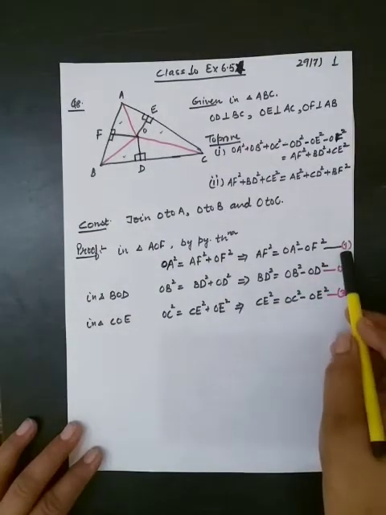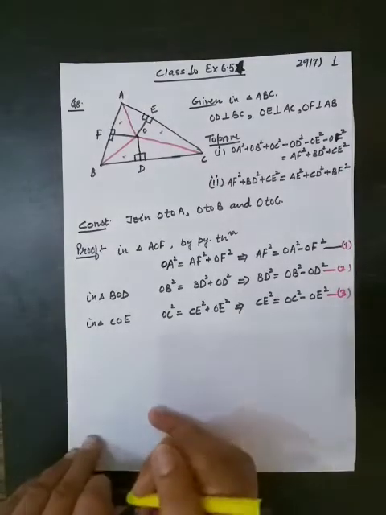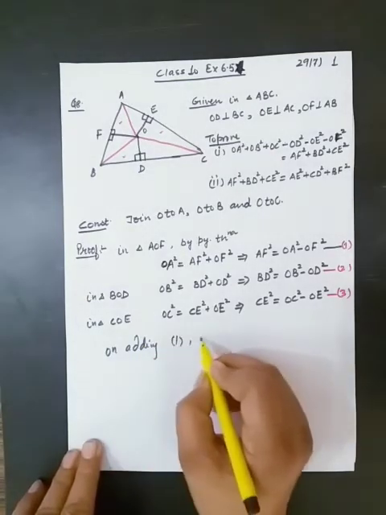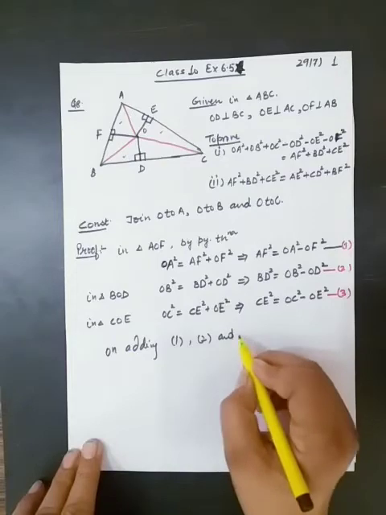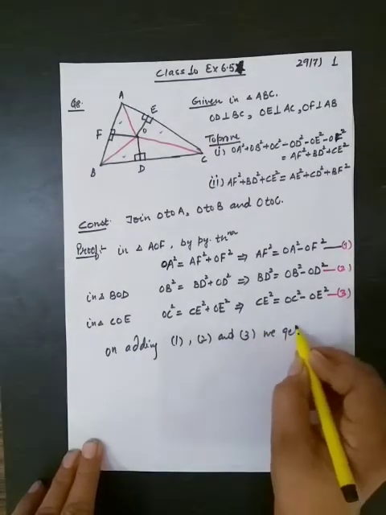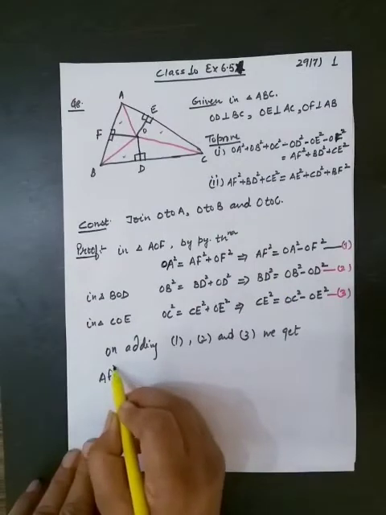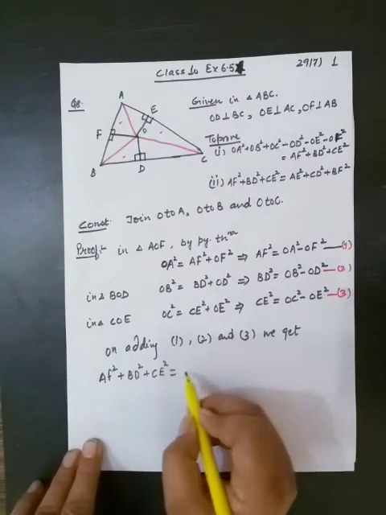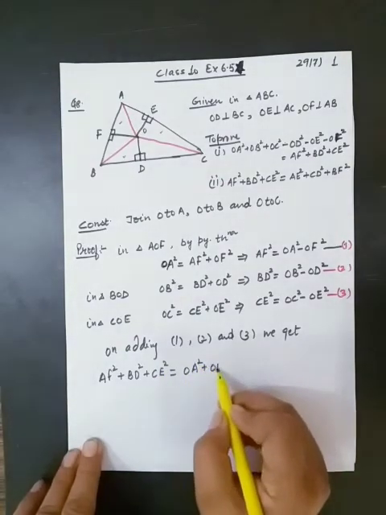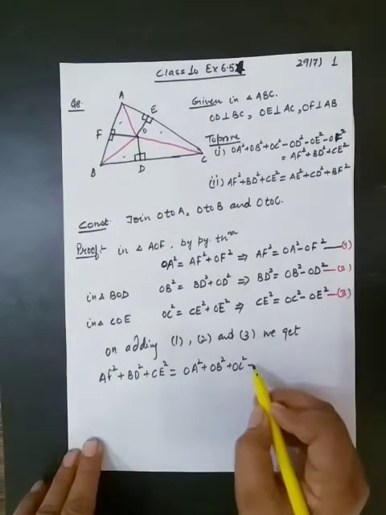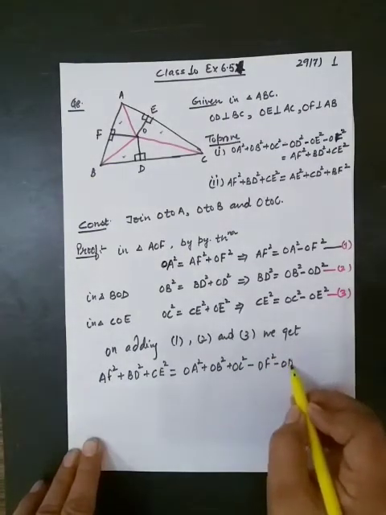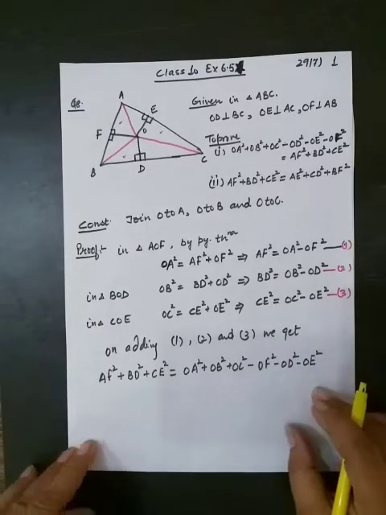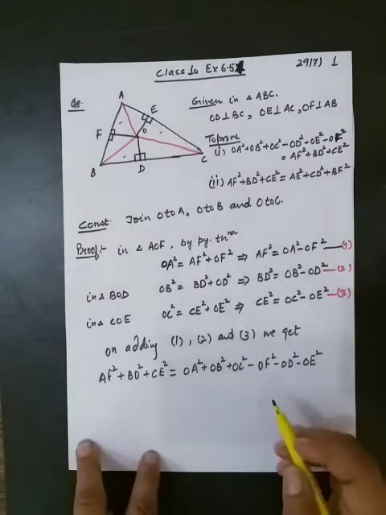Now we are having equation 1, 2 and 3. When we add these 3 equations, on adding 1, 2 and 3, we have to add left side to left side and right side to right side. AF square plus BD square plus CE square is equal to OA square plus OB square plus OC square minus OF square minus OD square minus OE square. So this is the first result which we have proved.